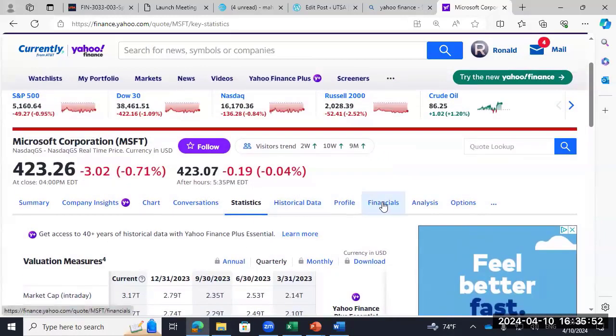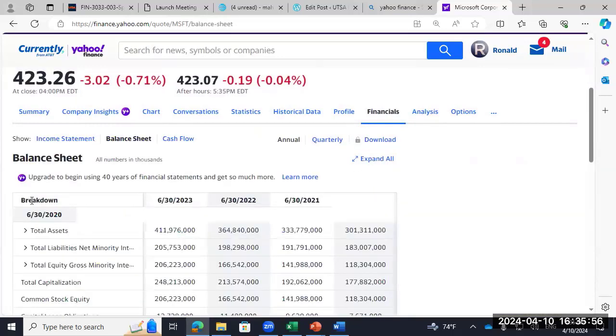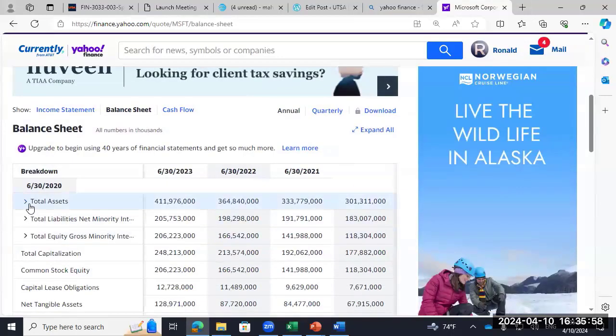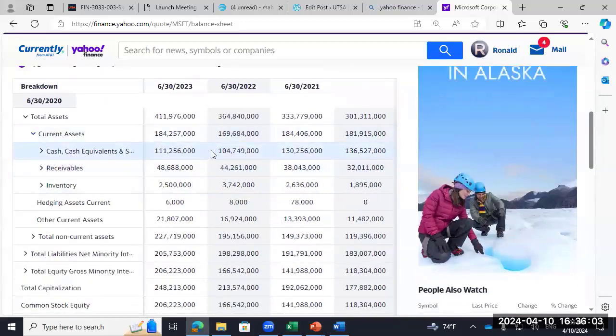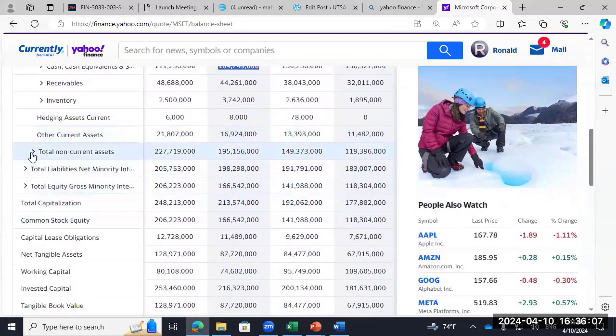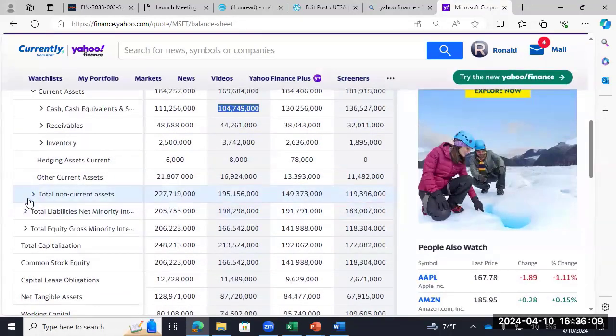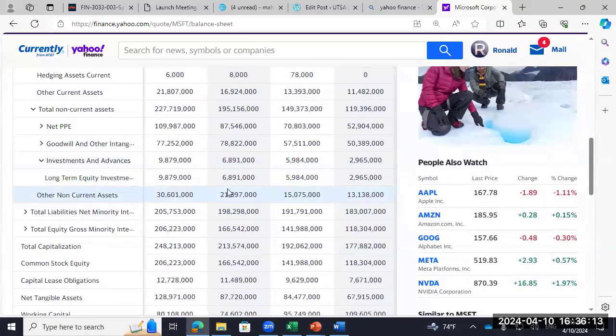If you look at their financials, it's not exactly accurate here. And the reason it's not accurate is they're only counting cash. However, they don't have as much here.